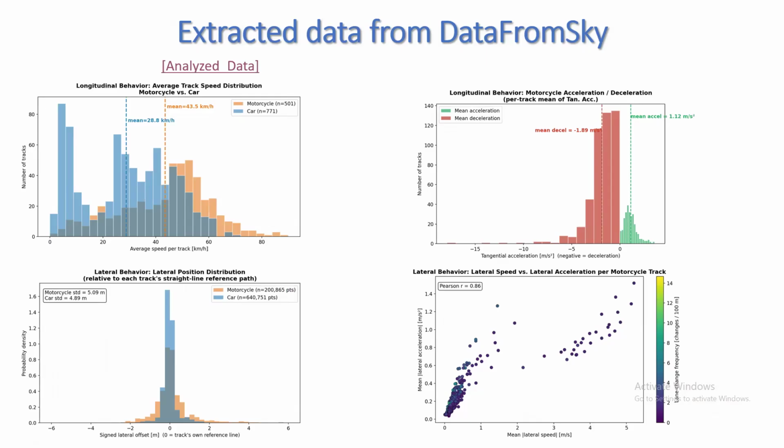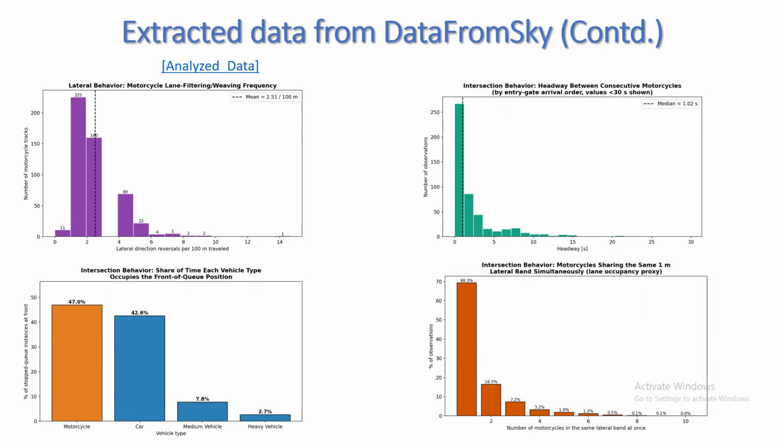And in the bottom left, we can see the lateral behavior that covers lateral position distribution of motorcycle and car. The standard deviation for motorcycle is 5.09, and standard deviation for car is 4.89. If we look at the bottom right, the lateral behavior, lateral speed versus lateral acceleration graph for motorcycle track, its Pearson R is 0.86.